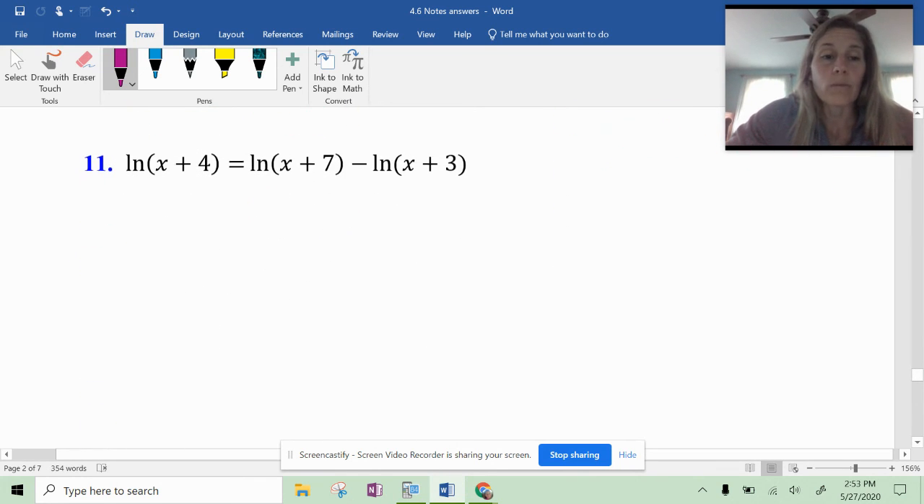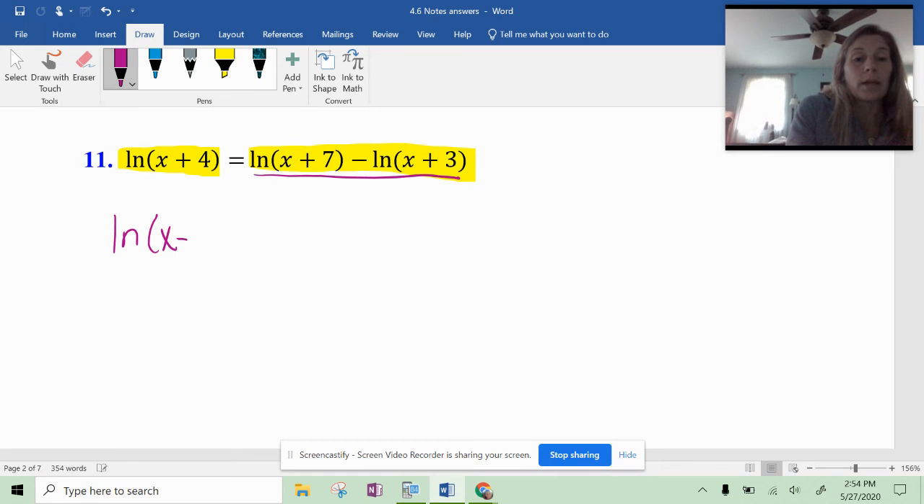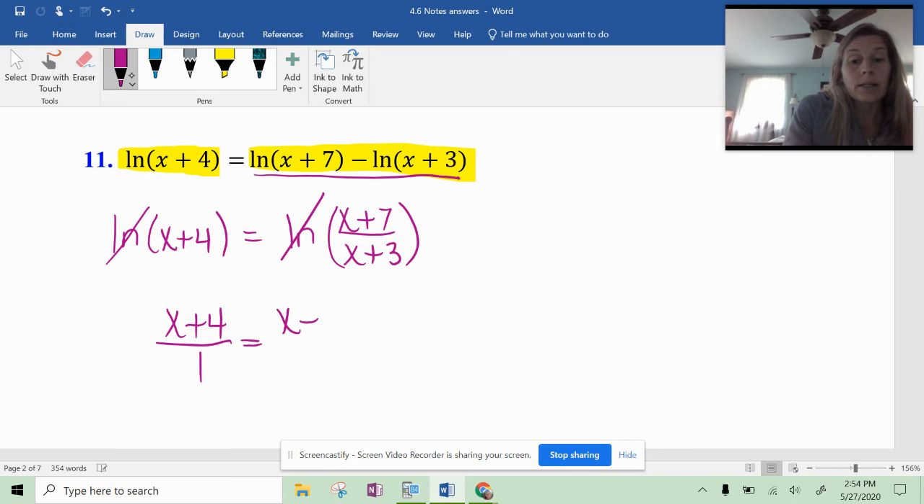All right, and I think we have one more. Okay, so this time we have an ln on one side and we have 2 of them on the other. So those 2 are going to need to be condensed. So this one we're just going to leave the way it is. And this one we're going to condense, but when we condense them, we're going to do it as a quotient. Now, in order to get rid of the ln's, since there's 1 on each side now, they can just cancel. So we're left with x plus 4, essentially over 1, equals x plus 7 over x plus 3.